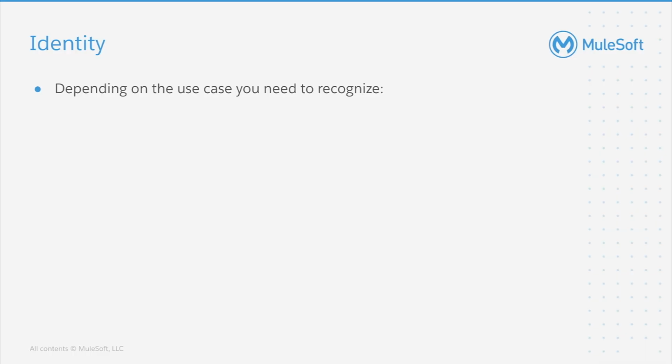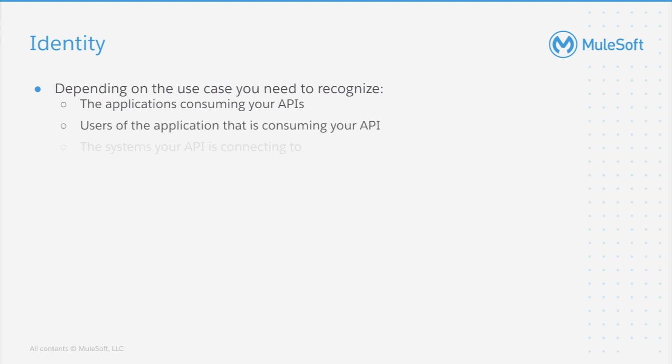Identity is core to the world of security. You must be able to recognize the apps that consume your API, the users of the app consuming your API, and the servers that your API calls out to. Likewise, your API should be able to identify itself to both apps and servers. As it relates to using API Manager to secure APIs, we're going to focus on the first two situations.